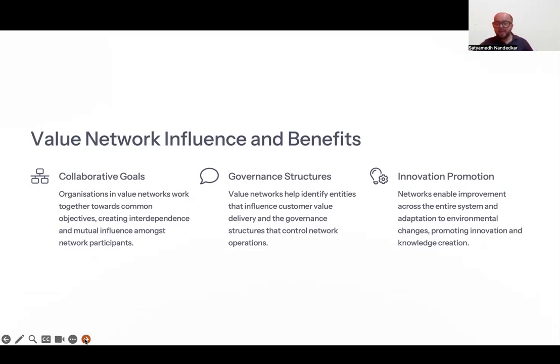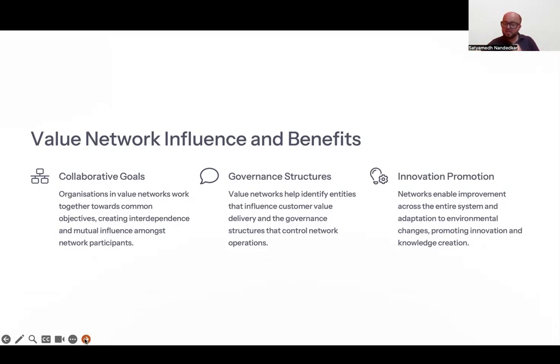And having a marketing head will also help us to understand who benefits the most, and how do we target the right set of students for our ACCA courses. Innovation promotion is also possible because networks enable improvement across the entire system and adaptation to environmental changes, promoting innovation and knowledge creation. So your emphasis in the entire process has to be promoting new ideas, promoting a culture which fosters understanding, which gives the right space for newer ideas to flourish so that together you can deliver more.